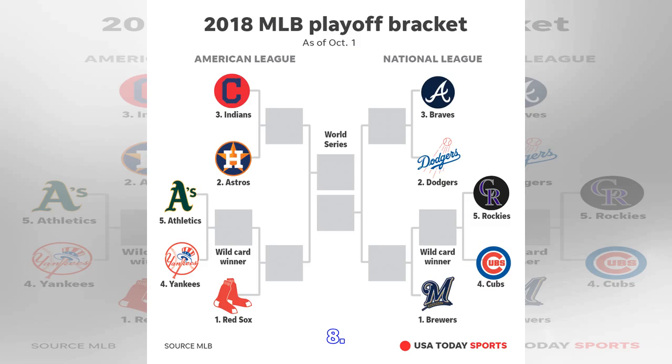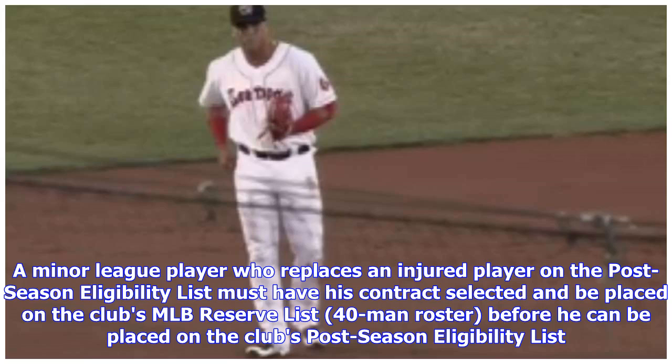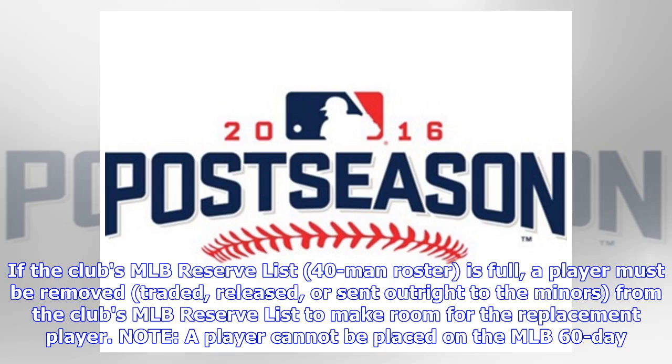8. A minor league player who replaces an injured player on the postseason eligibility list must have his contract selected and be placed on the club's MLB reserve list 40-man roster before he can be placed on the club's postseason eligibility list. If the club's MLB reserve list 40-man roster is full, a player must be removed, traded, released, or sent outright to the minors from the club's MLB reserve list to make room for the replacement player.